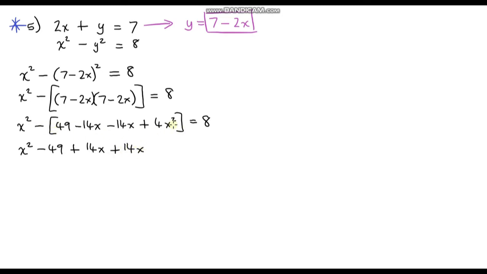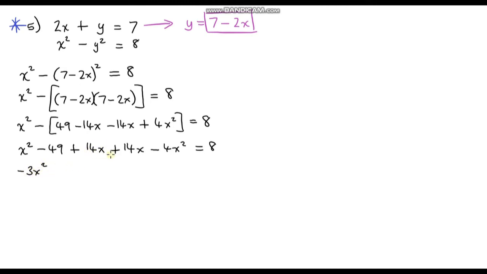We're going to subtract 4x squared, and that equals 8. Although I have included an extra step or two, I just want to make sure that my signs are correct. Okay, now we can simplify. So x squared subtract 4x squared, well, that's negative 3x squared.